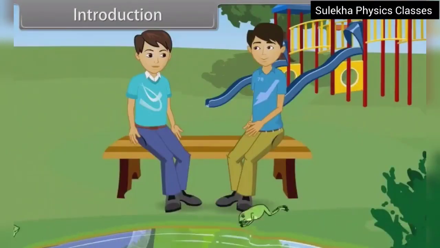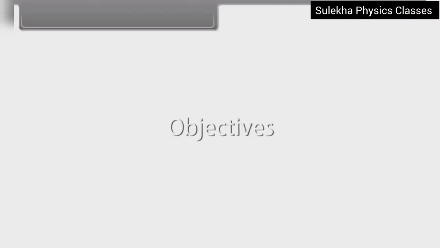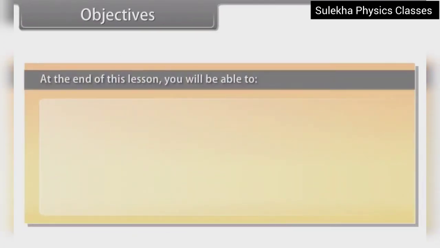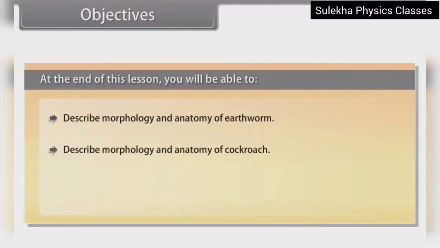In this lesson, you will learn morphology and anatomy of animals. Objectives. At the end of this lesson, you will be able to describe morphology and anatomy of earthworm, describe morphology and anatomy of cockroach, describe morphology and anatomy of frog.